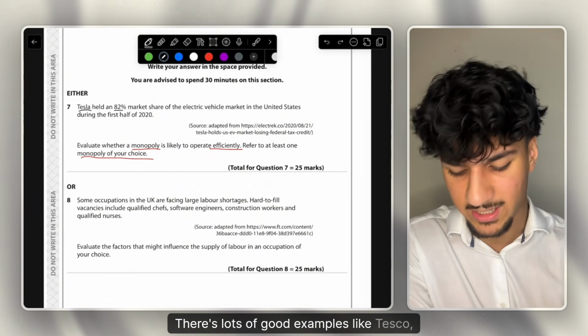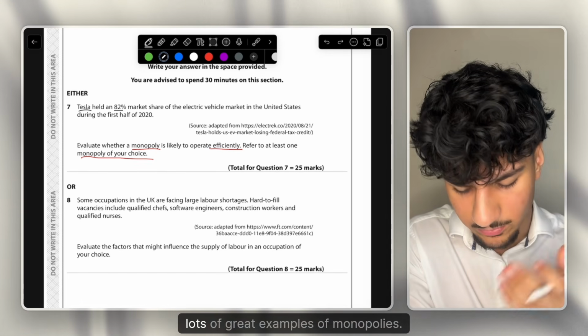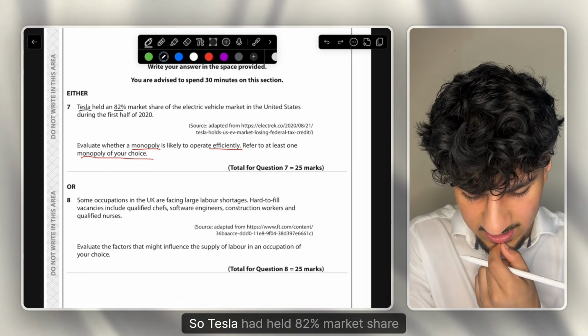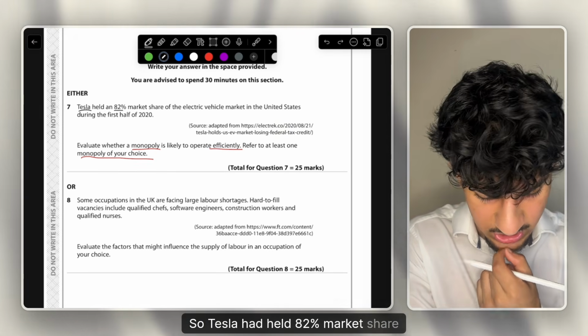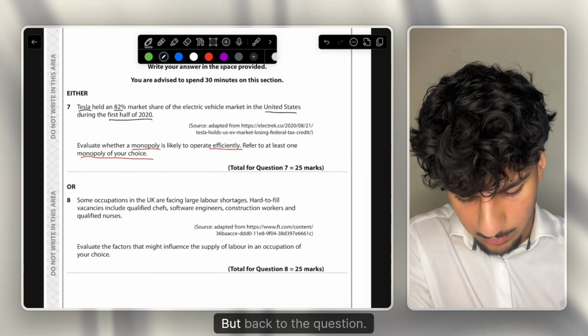There's lots of good examples like Tesco, even things like Amazon, Apple. Lots of great examples of monopolies. So Tesla had held 82% market share in electric vehicles in the US during the first half of 2020. But back to the question.